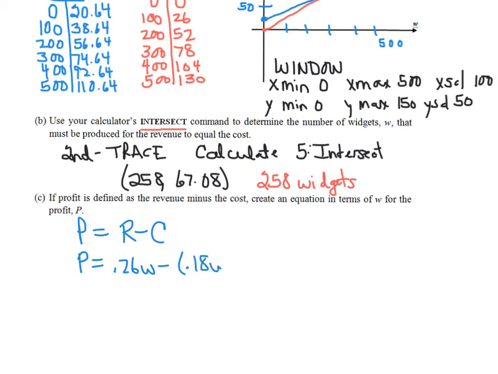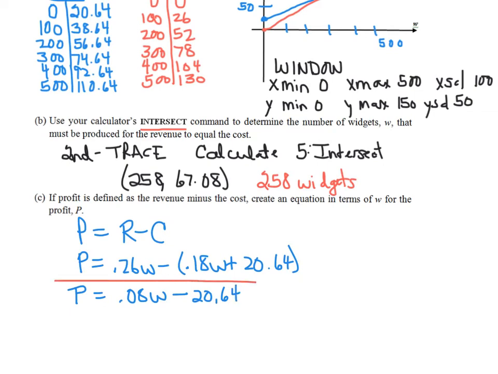So 0.18W plus 20.64. I'm going to simplify this equation to make it easier to work with, so I'm going to subtract 0.26W minus 0.18W, and that gives me 0.08W. Take the negative and distribute that also through the parentheses, so it's going to be minus 20.64. So this equation becomes our profit equation that we're going to use in the last part of this problem.